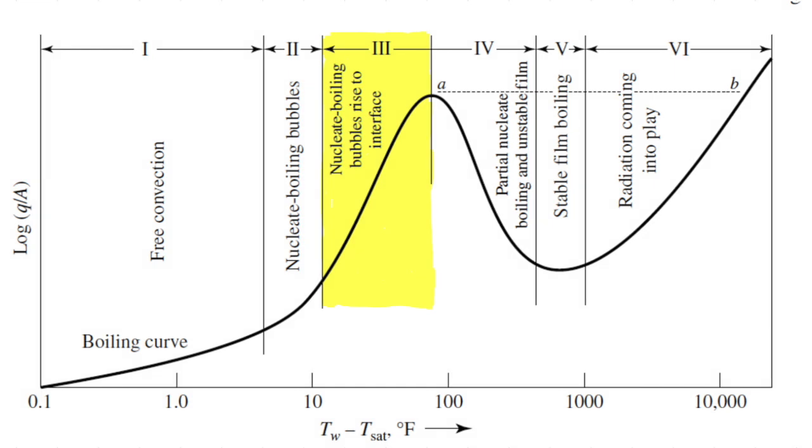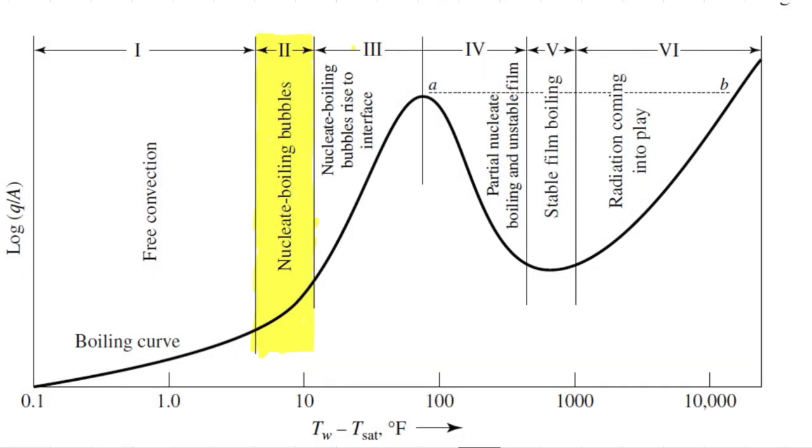Regimen 3 is characterized by nucleate boiling and bubbles rising to the surface. In this regimen, bubbles form on the heated surface and then rise to the water-air interface. This stage occurs between delta T values of 100 to 50 degrees Fahrenheit. Because the rising bubbles leave and cause a more vigorous convection, this is the regimen where we see the best heat flux.